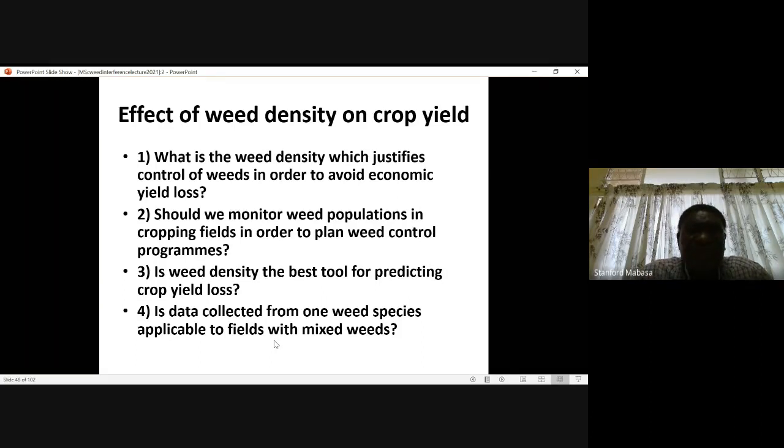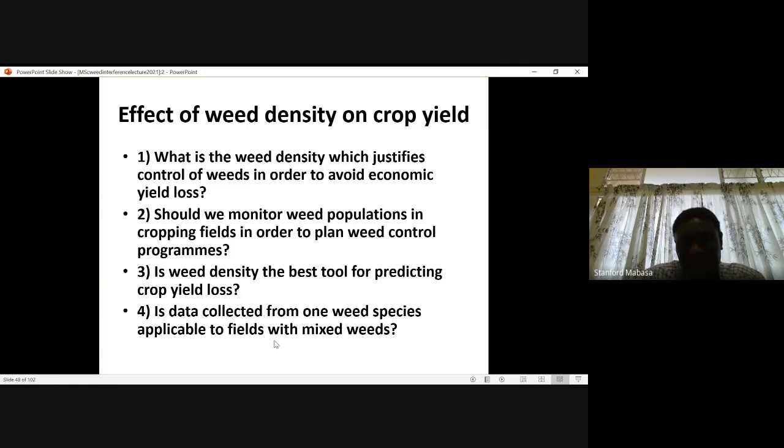Now, the sort of questions which we wanted to address are as follows. What is the weed density which justifies control of weeds in order to avoid the economic yield loss? Because to control weeds, it can be expensive. So we have to do it when it is really required.